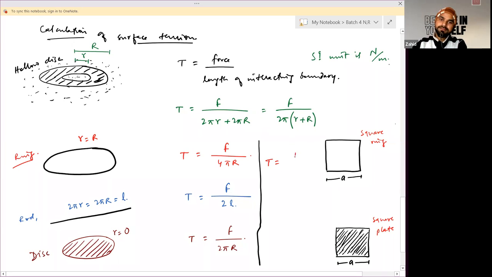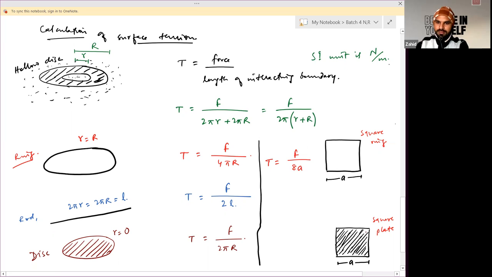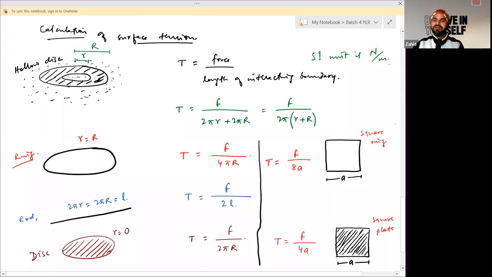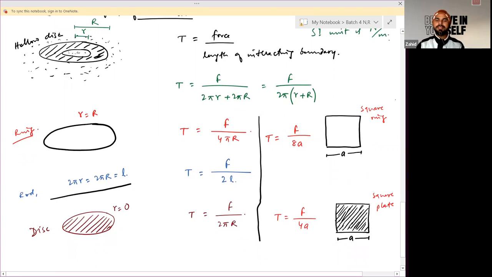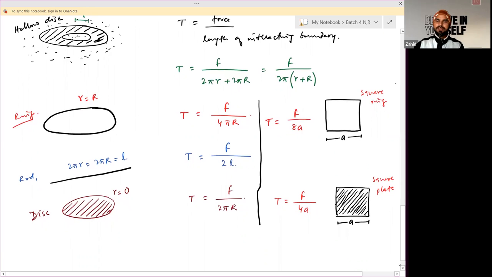Is it clear? Yes, sir. But in case of a square plate, there is only one interaction from outside as it is not a hollow part. So it will be force divided by just 4 times a. Raza, is it clear? Yes, sir. So according to the length of the interacting boundary, we may define the formula for every other object like this. Is it clear? Yes, sir. You all have written till this part? Yes.